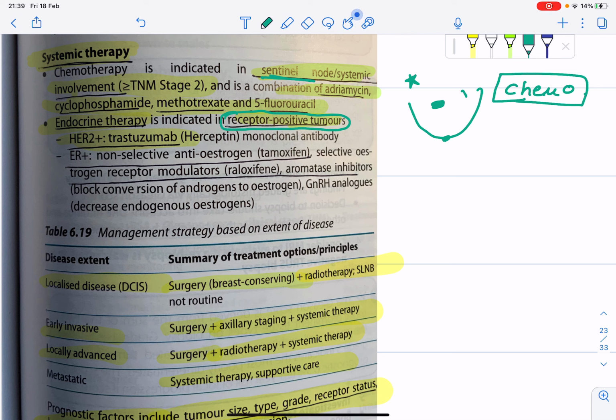What is a receptor-positive tumor? It is one which is positive for HER2 or estrogen. For HER2, you would specifically use trastuzumab. Remember, you trust trastuzumab, because you trust her, which is a monoclonal antibody. And for estrogen positive, you can use both tamoxifen and raloxifene and aromatase inhibitors.